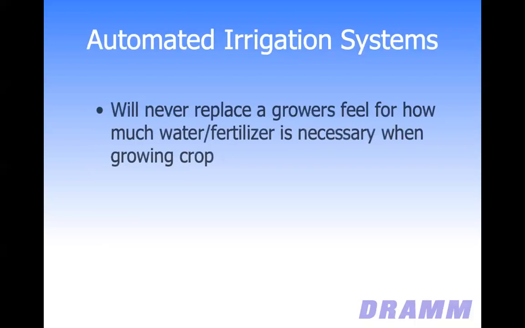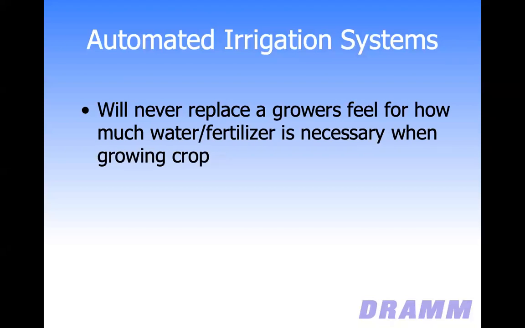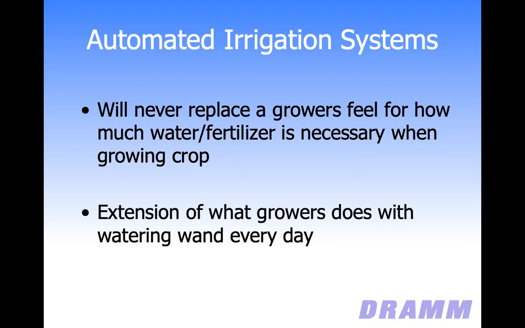I want to start off by saying this: automated irrigation systems will never replace a grower's feel for how much water or fertilizer is necessary when growing a crop. Remember, you are still the expert. This is just an extension of what you do with a watering wand every day. This is just supposed to make life easier. You are just supposed to be in control of these systems so that you can be doing something else, but it should never be a complete replacement for what you know or have known for many years.